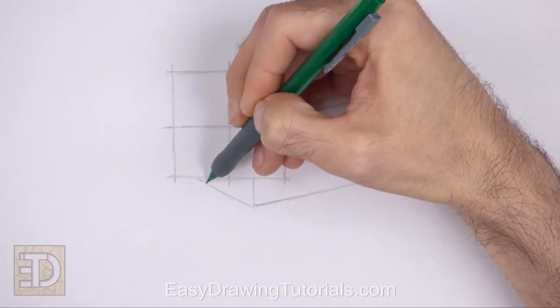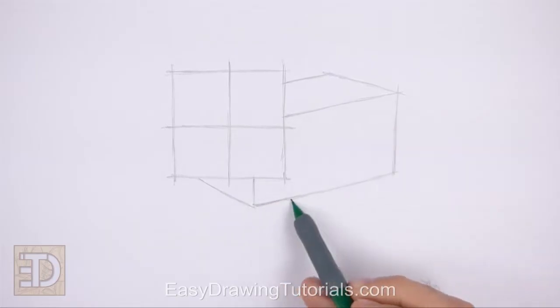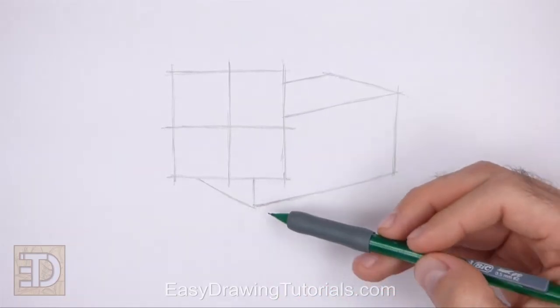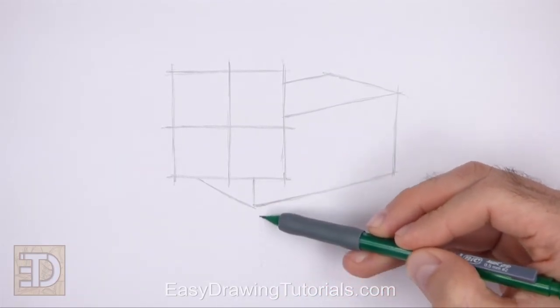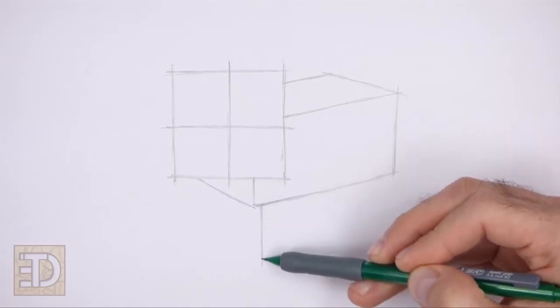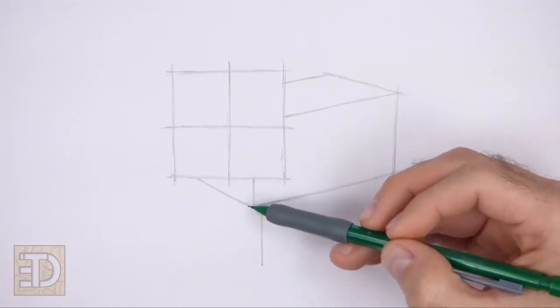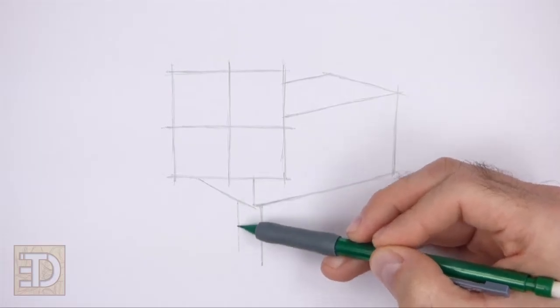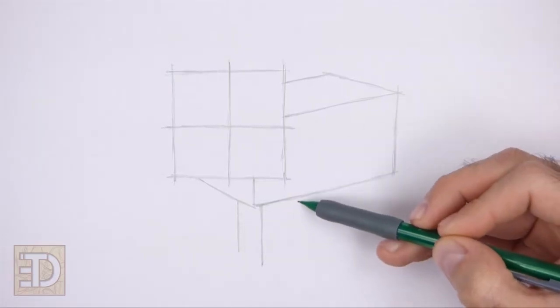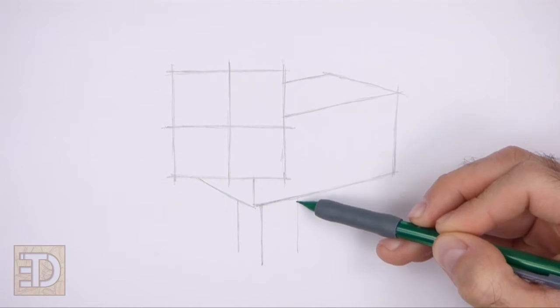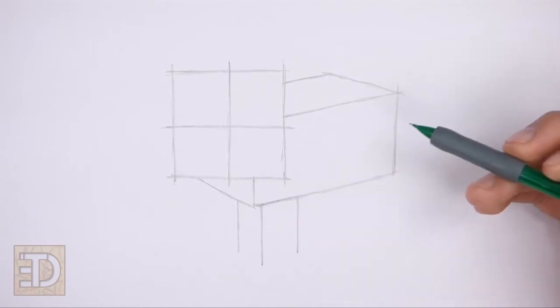The last 2 lines should have the same slope. Close to the front corner of the body, draw a vertical line for the first part of the leg. Now on either side, draw shorter vertical lines for the sides of the leg. The line on the right should be slightly farther away from the line in the middle.